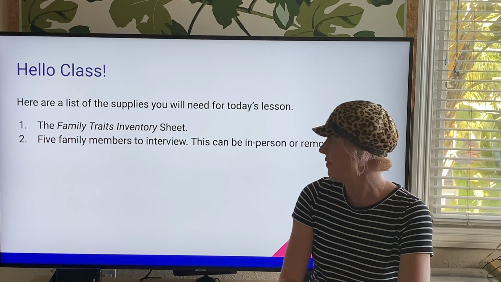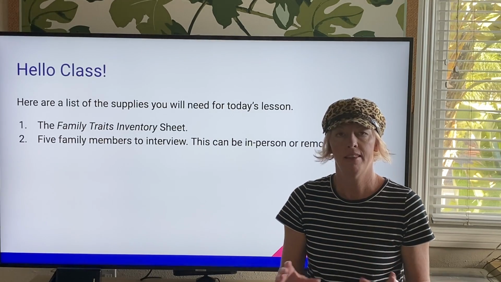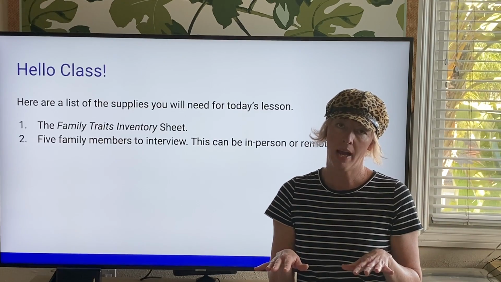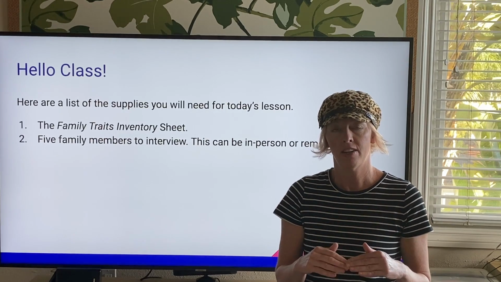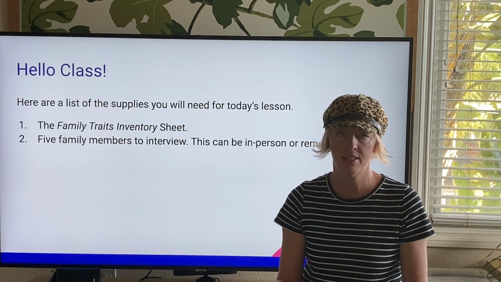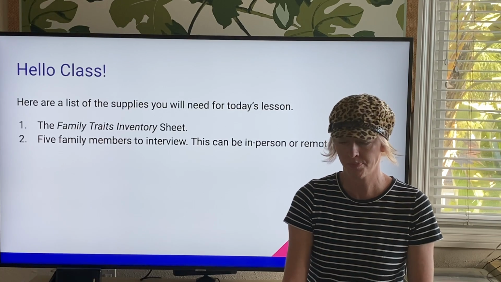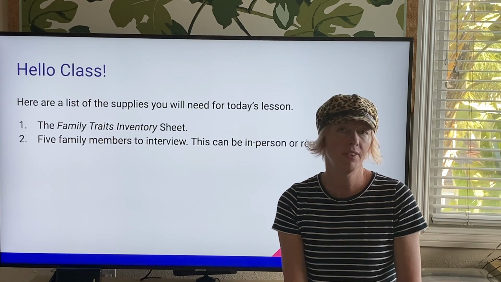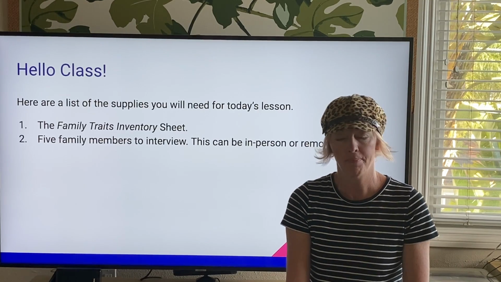So what you really need is the family traits inventory sheet. This should be located on the slide when you go to your classroom teacher and click on them, and then it says Exploratories down at the bottom, and then you click on Science. The sheet should be attached there. If for some reason you can't find it or open it, just email me and I will be happy to send it to you. And then you're going to need 5 family members to interview. This can be in person, face-to-face, or you could even call someone over the phone or do FaceTime with them and interview them that way.